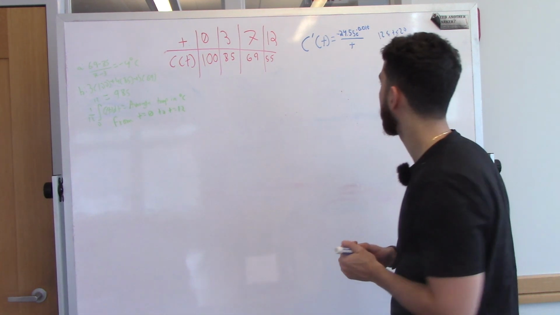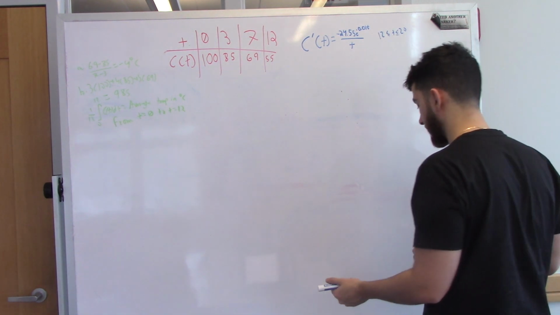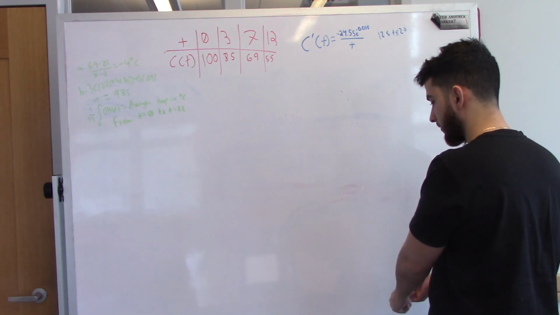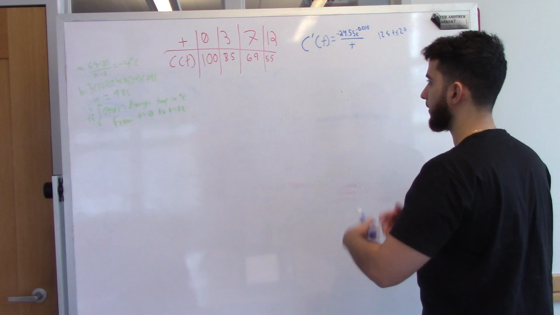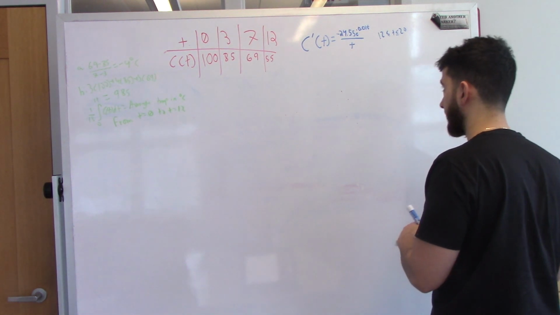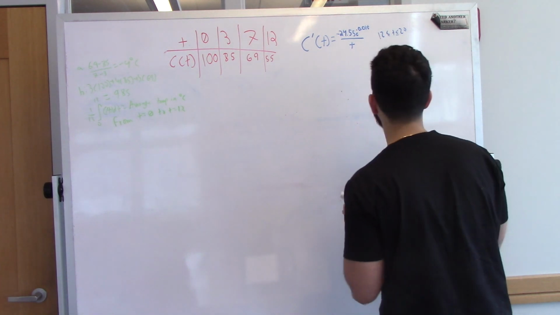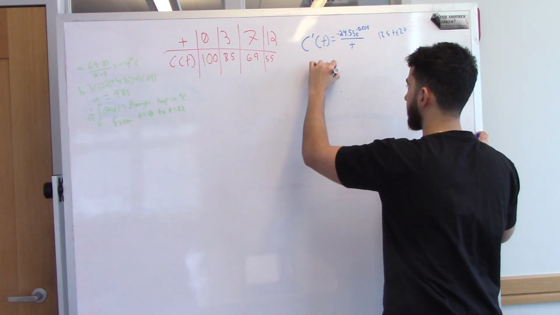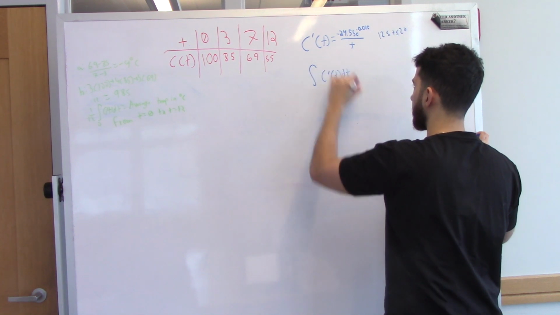Okay? Well, if we have the derivative, we know C of T is the original function. We have its derivative. C of T represents the temperature. We want to find C of 20. To undo a derivative, we have to integrate. Right? So what we're going to do is the integral of C prime of T dt.